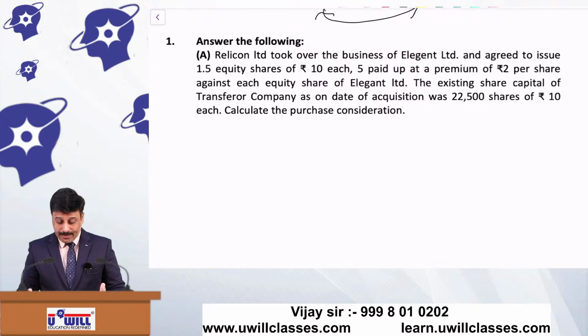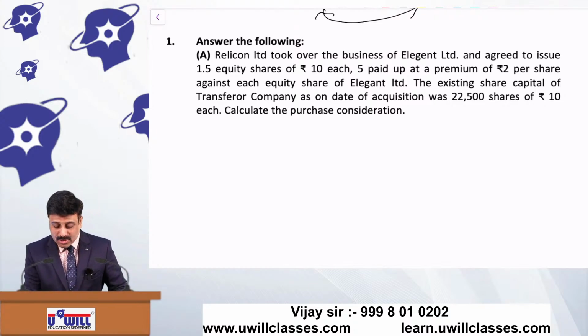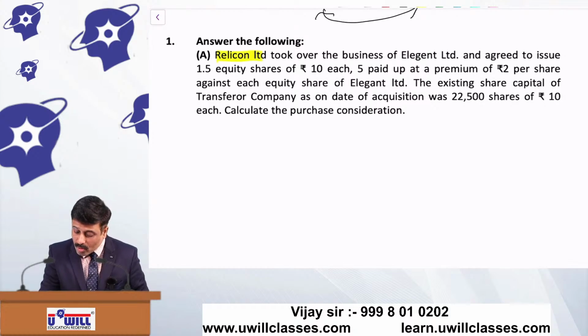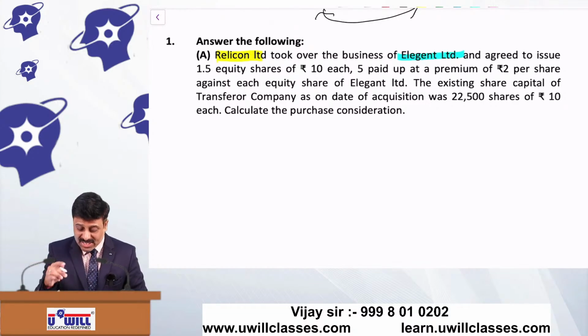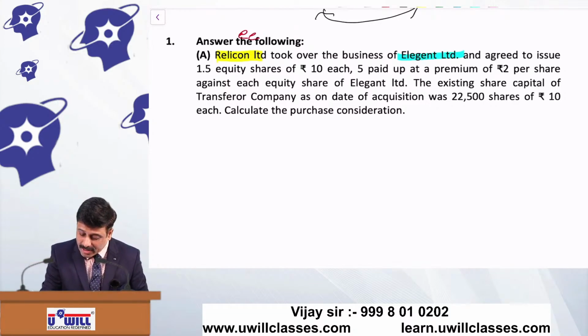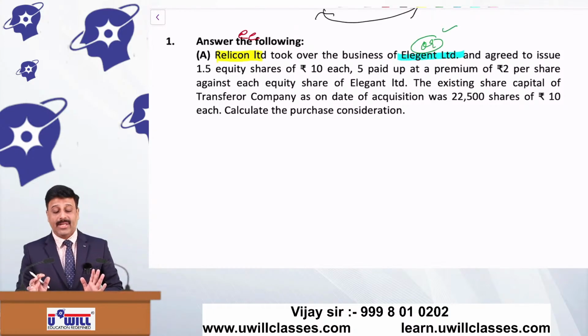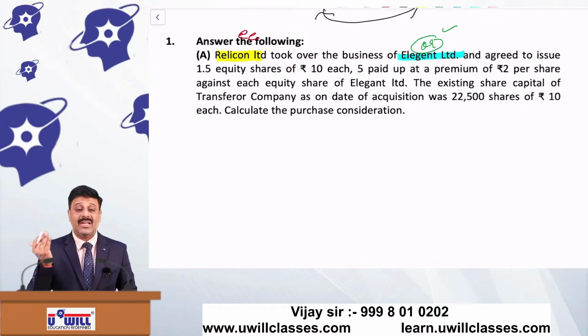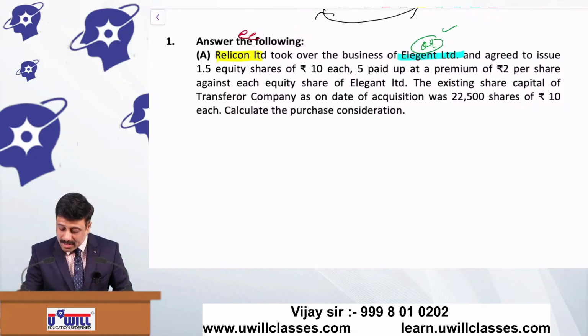Relicon Limited took over the business of Elegant Limited. Now see here, Relicon Limited took over the business of Elegant Limited. This means Relicon Limited is the purchasing company, that is the transferee company, and Elegant Limited will go into liquidation, so that is the transferor company. Relicon is the buying company, the transferee company. Elegant is the selling company, the transferor company.